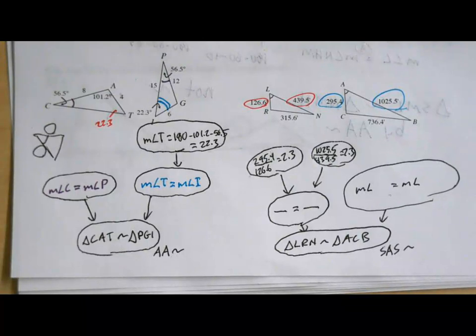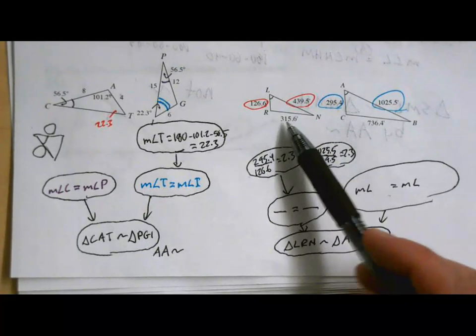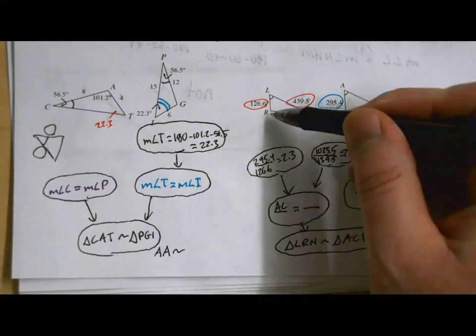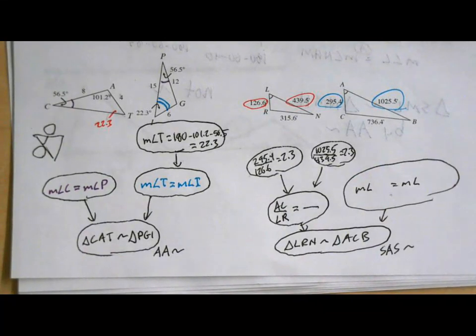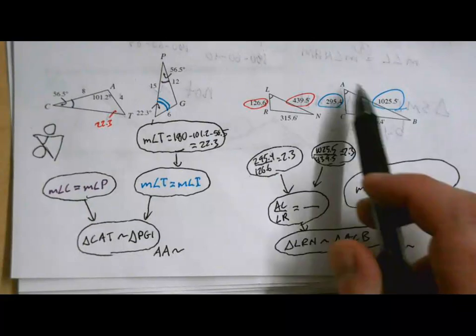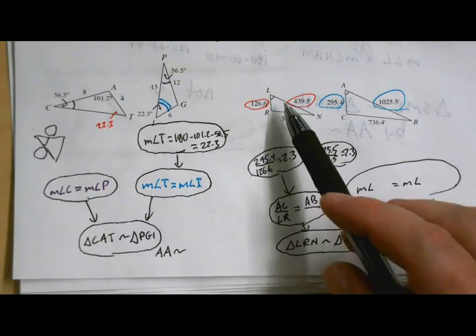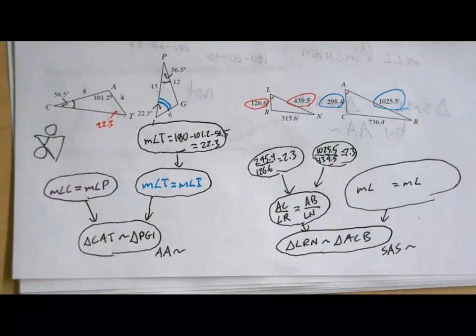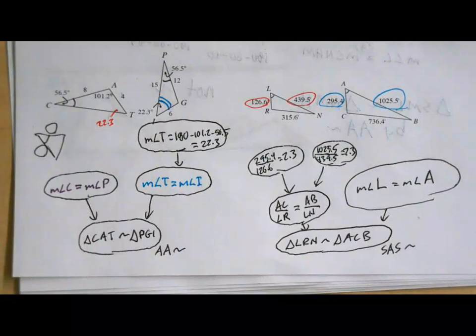Now I just need to name the side that each of those came from. 295.4, that was here, that was AC. 126 was here, that was LR. Again, you might have these in a different order. That would be fine as long as everything matches up. That's AB. And the 439 is LN. And then my two angles were L and A. And that should wrap it up.